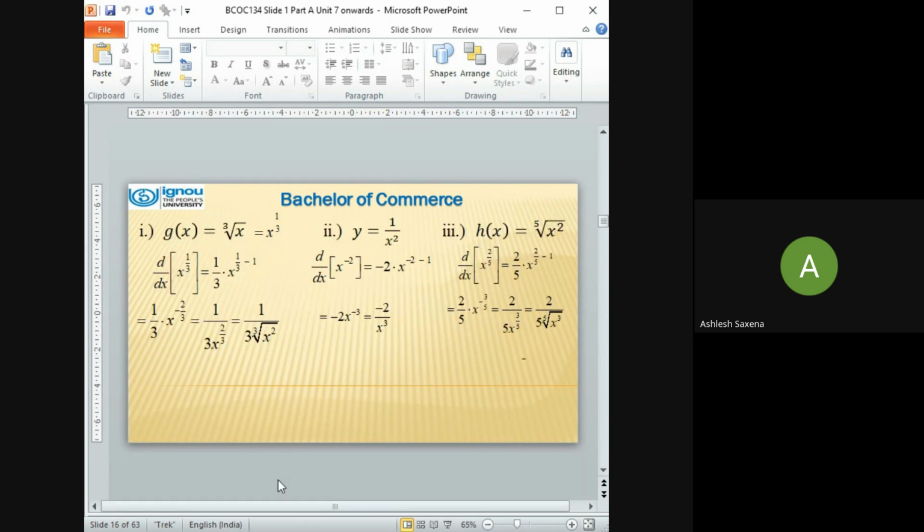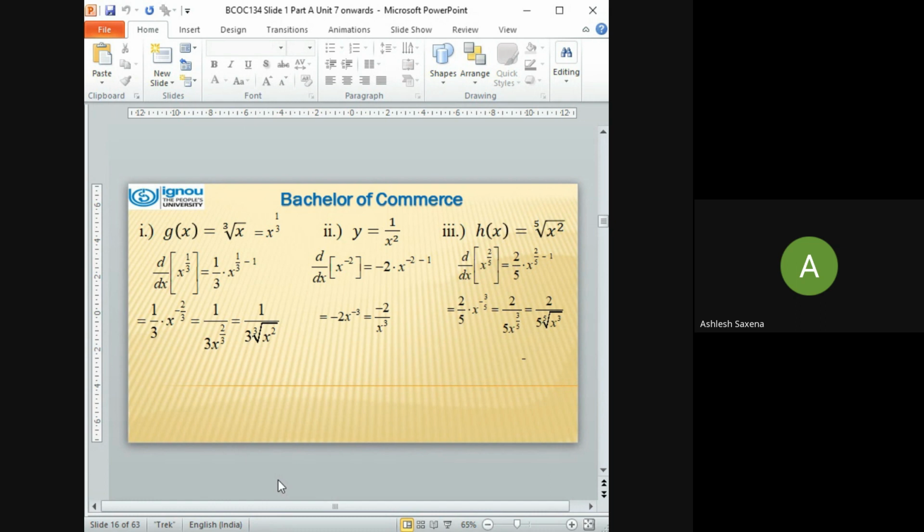Now, cube root. Your function is f(x) is equal to cube root of x. Cube root of x can be written as x raised to the power 1 by 3. Now you have to differentiate x raised to the power 1 by 3. So it will become 1 by 3 x, reduce the power of n, 1 by 3 minus 1. It will be 1 by 3 into x raised to the power minus 2 by 3.